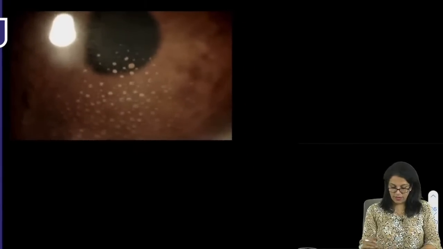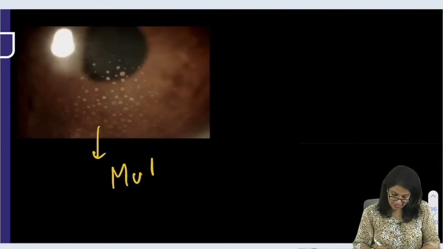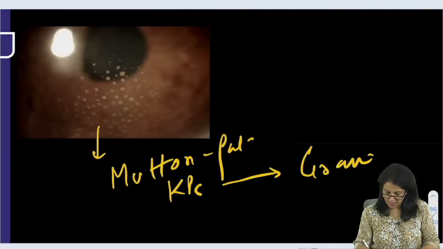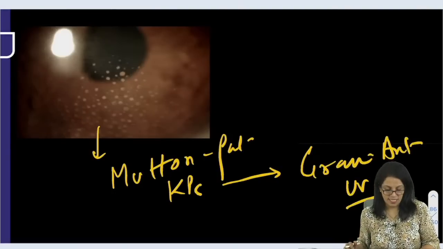Okay. Now what are you looking at, Roy? Now you can say that these are KPs which are so prominent and big, which are what are called mutton fat KPs. Mutton fat KPs are a feature of granulomatous anterior uveitis. Now we can answer anterior uveitis.